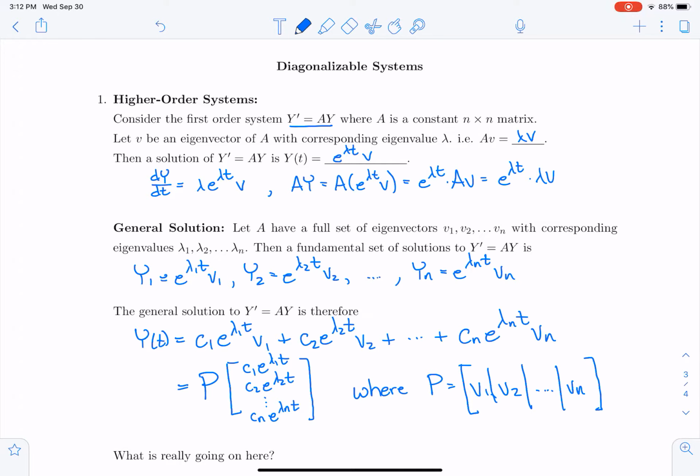So this is just one way that we can write the general solution. We can write it as the matrix of eigenvectors times a column vector that has all of the exponentials with the eigenvalues times t in it. So you can see my question, what is really going on here? Why is it that we can write our system this way?